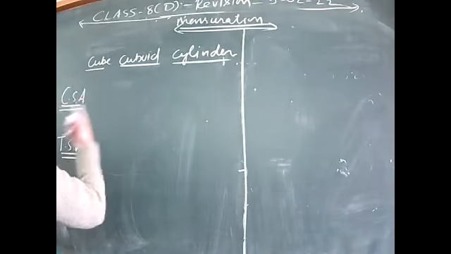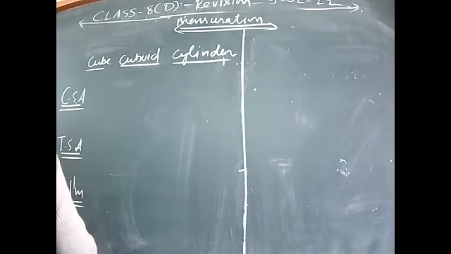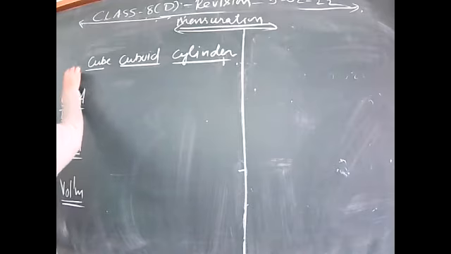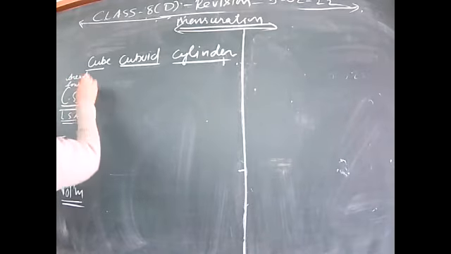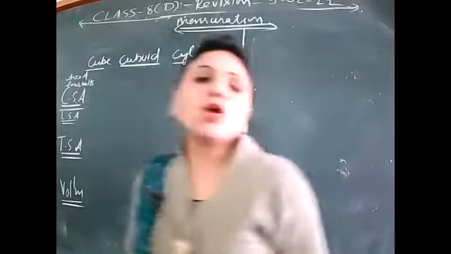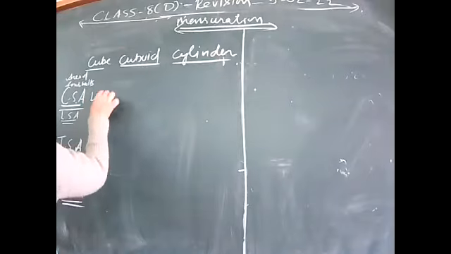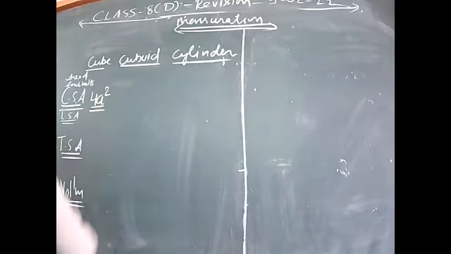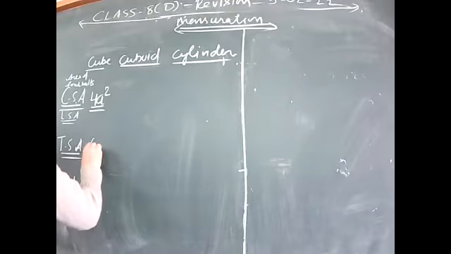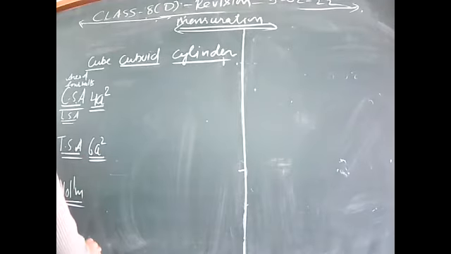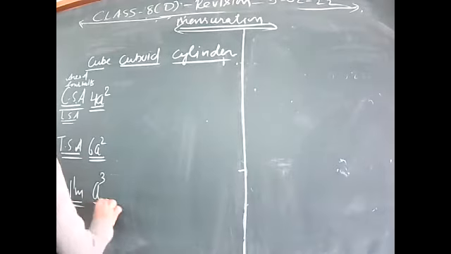All the 4 faces around make its curved surface area, also known as lateral surface area, also known as area of 4 walls in case of cube and cuboid. क्यूब और क्यूबॉइड के केस में कर्व सरफेस एरिया को हम एरिया ऑफ 4 वॉल्स भी कहते हैं. So this is 4a square, the curved surface area. 6a square is the total surface area and a cube is the volume.